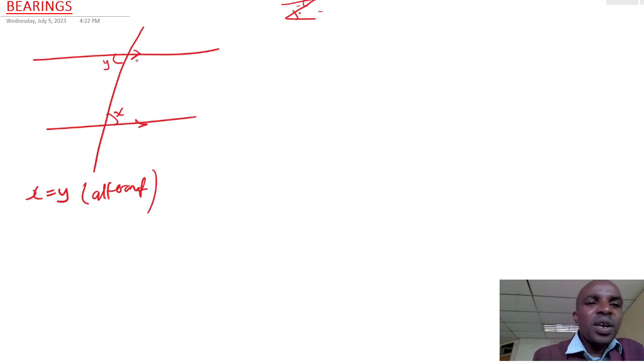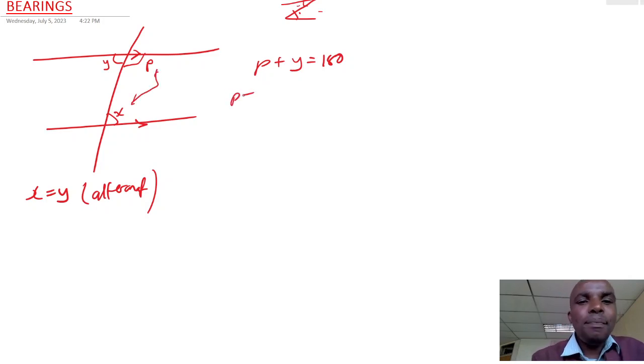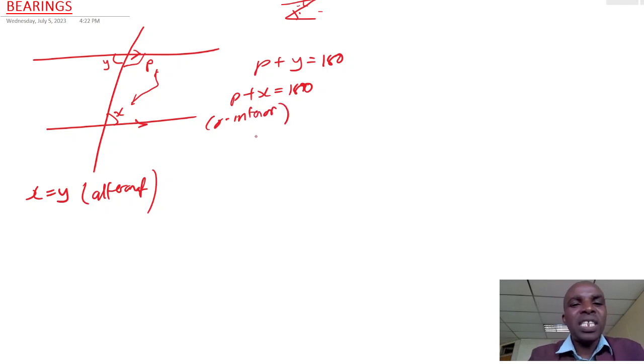Right, then we have this angle. If I call it P, then P and Y, P plus Y add up to 180 degrees. Why? They are actually adjacent angles on a straight line. They are said to be supplementary. The same with P and X. P plus X is 180 degrees. They are also supplementary. They are called co-interior angles. Co-interior angles add up to 180 degrees. So supplementary means they add up to 180 degrees.